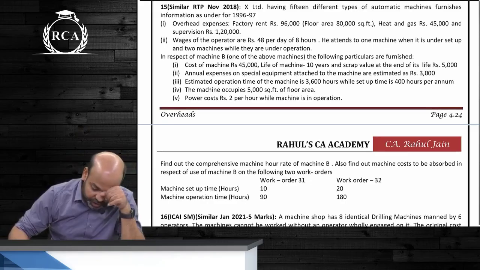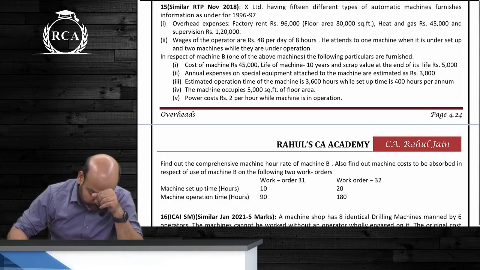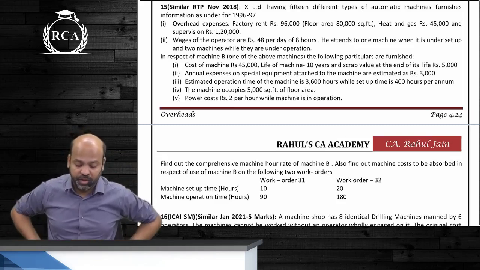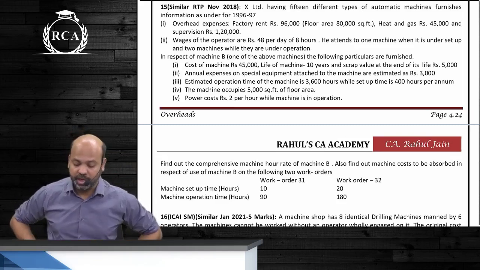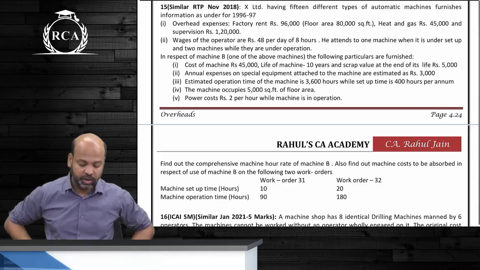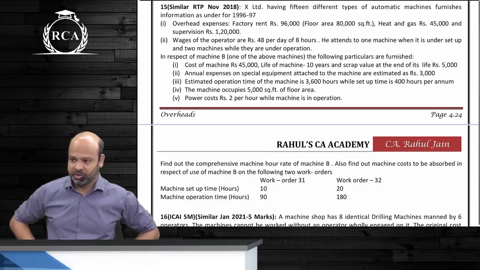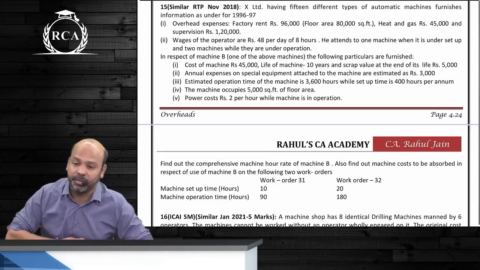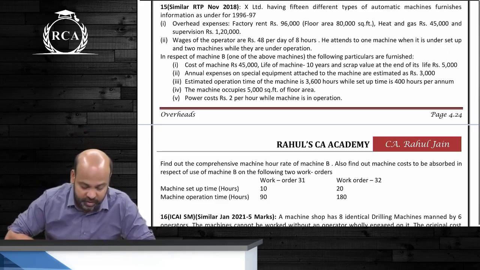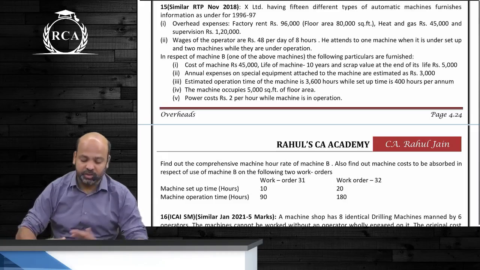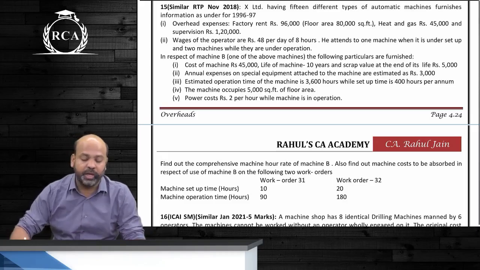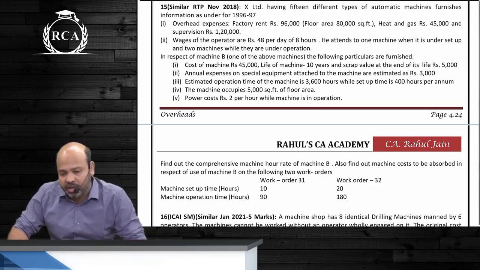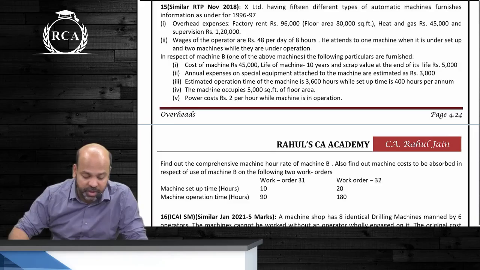In respect of machine B, one of the above machines, the following particulars are furnished. Cost of machine is 45,000, life is 10 years. Scrap value at the end of the life is 5,000. Why do you think these details are given? Smart guys. Depreciation: 45,000 minus 5,000 divided by 10 years. Depreciation will be 4,000 rupees. Annual expenses on special equipment attached to the machine are estimated as 3,000. Isn't this an expenditure directly related to using the machine? This will be included in your comprehensive machine hour rate.